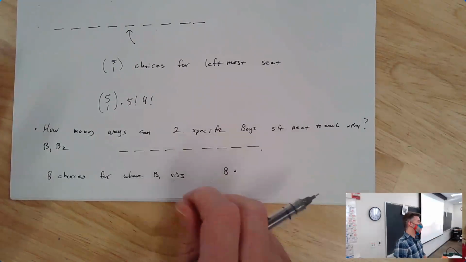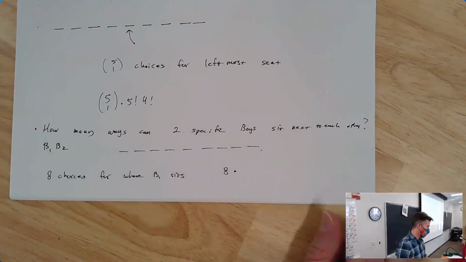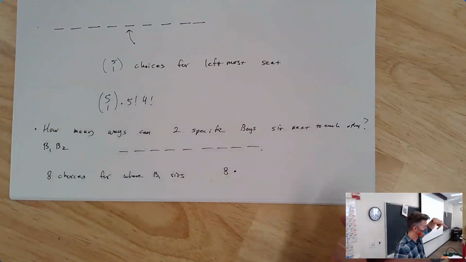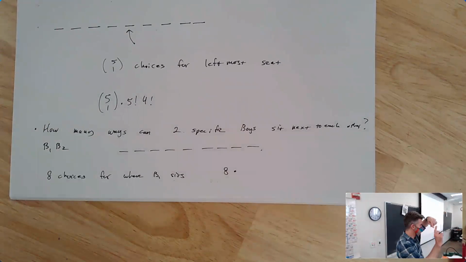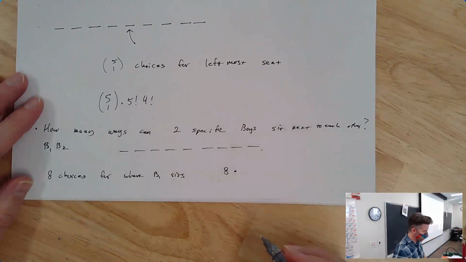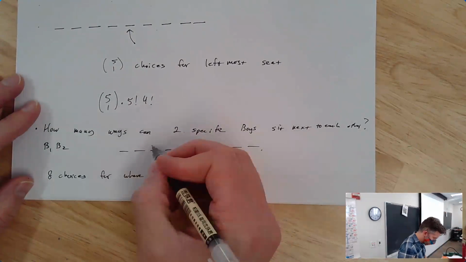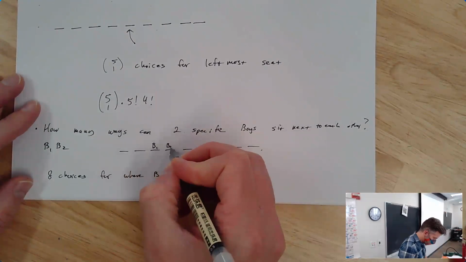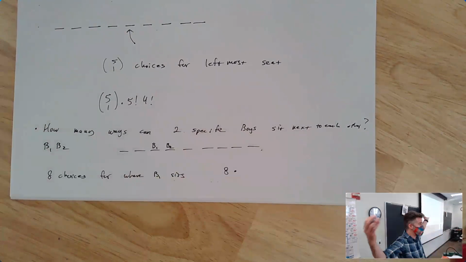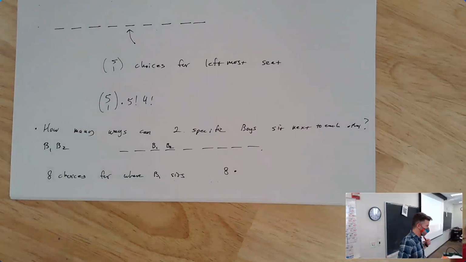Times, well, it doesn't actually matter which one sits on the left and which one sits on the right. So I'm going to multiply those 8 choices by 2 because I could interchange where they sit. Right? They could switch seats and have a different arrangement. In fact, let's do that last. After I seat boy 1 and boy 2, everyone else can sit wherever they want. Right? The only requirement is that these 2 people sit together.